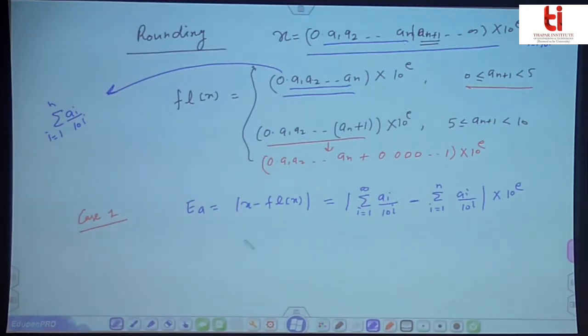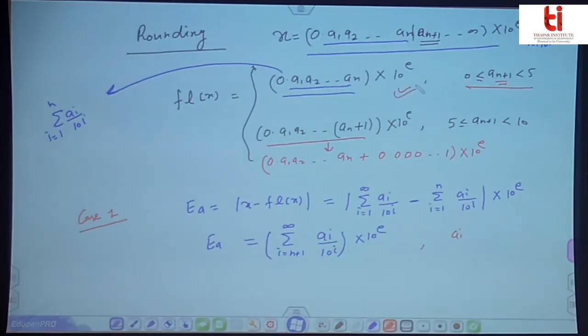So what are you getting here? You are getting summation i equal to n plus 1 to infinity ai upon 10 raised to power i, into 10 raised to power e, the absolute error. Okay, so we are getting this expression for the absolute error. Now just recall the chopping proof. In the chopping proof, what we did, we replaced ai by 9, but here we are having a restriction for a(n+1). If a(n+1) is less than 5, then we are having this condition.